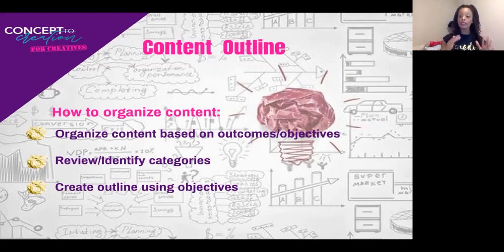And so you organize those because you've already taken part 1 and part 2. And then you review and identify the categories. And so the categories are your outcomes. Remember, when you talk about value proposition, you're thinking about the categories of knowledge, information. Is it economics? What is it? Is it financial? Like, what are the categories in which your actual content falls into that's going to give your audience the outcome that they're looking for? Then you create the outline using your objectives. And I'm going to show you how to do that today.